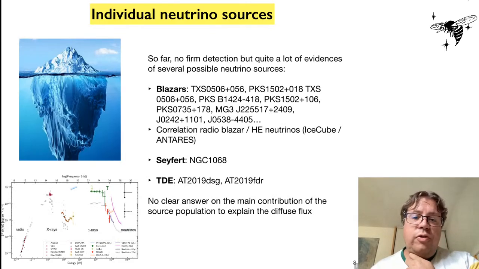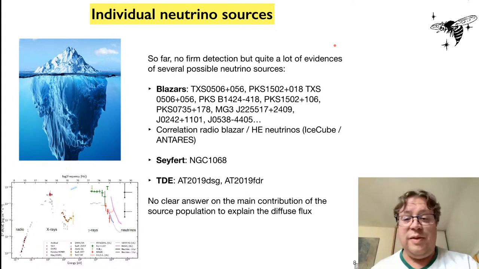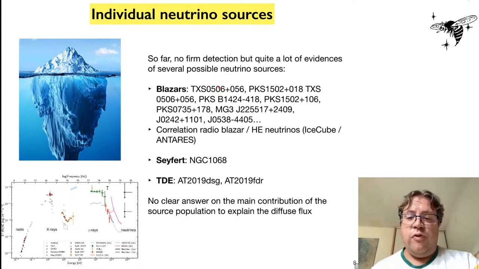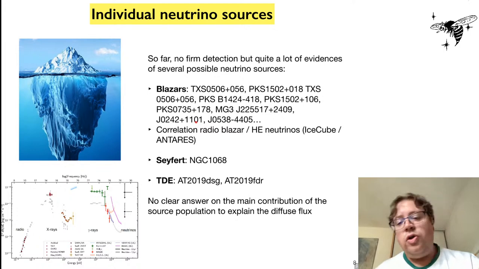On the individual neutrino sources, here we have no firm detection. We have no 5 sigma detection, but quite a lot of evidence, around 2 to 3 sigma, for several potential neutrino sources. We have quite a lot of blazars, so you know this TXS 0506, where we have an association between one IceCube neutrino and a blazar flare. The same for PKS, you see that you have quite a lot of sources. We have either a directional correlation or a correlation in direction and time.